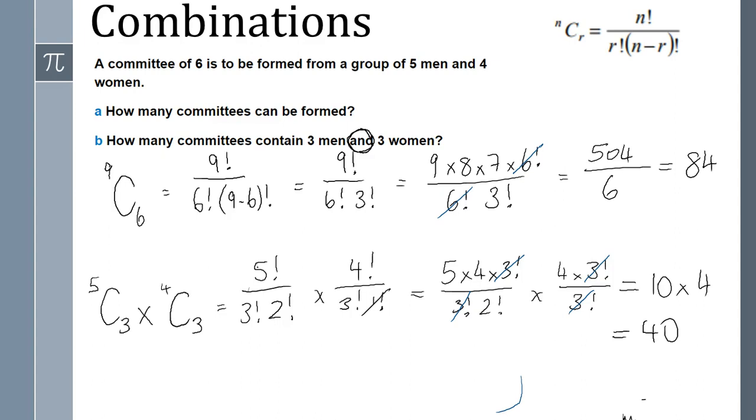Just remember that when you see the word and, we're multiplying through.